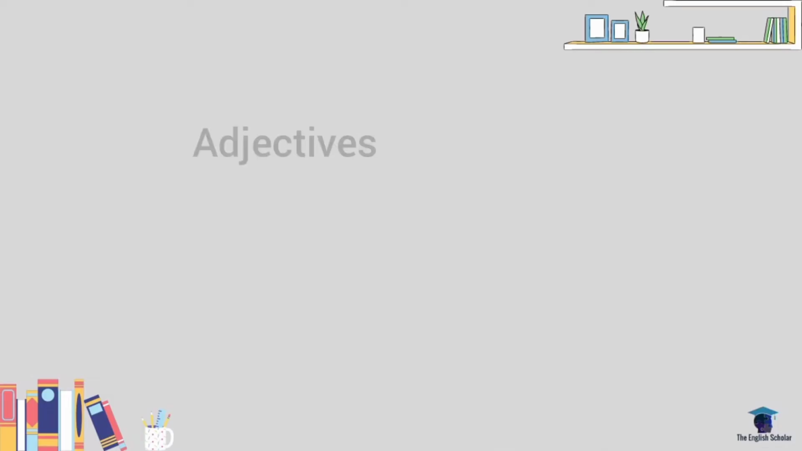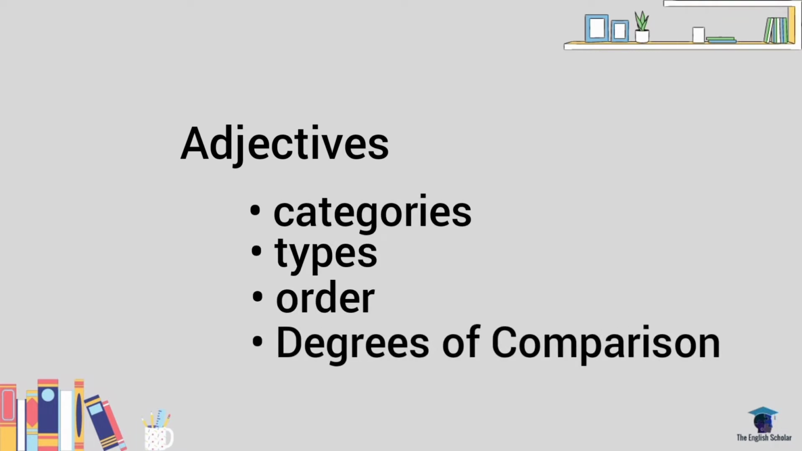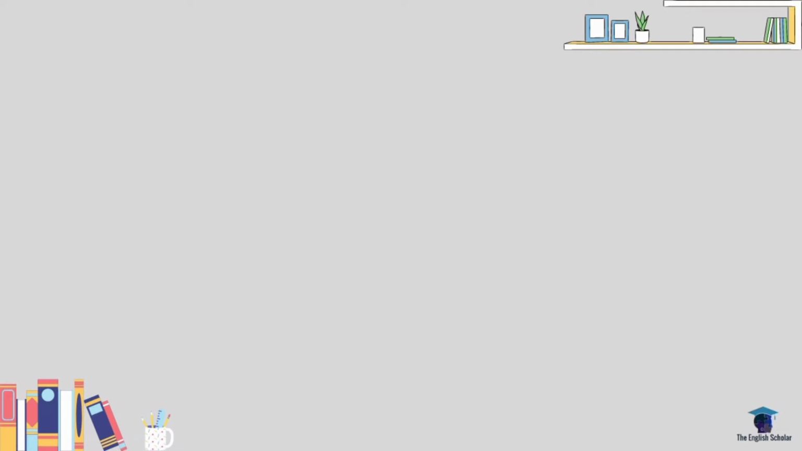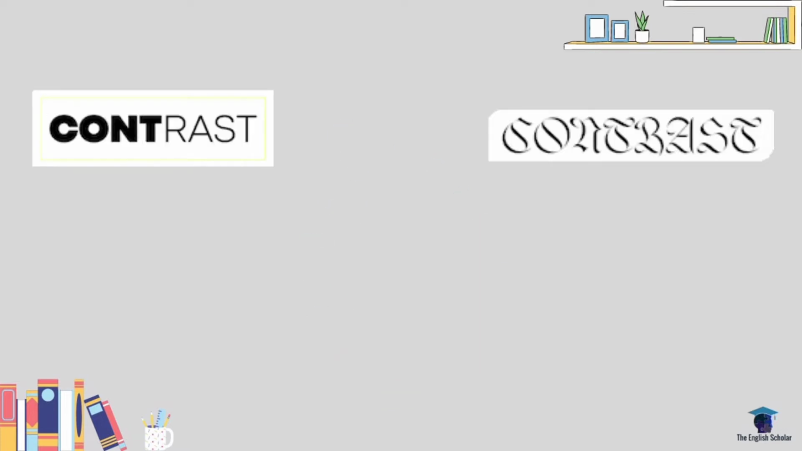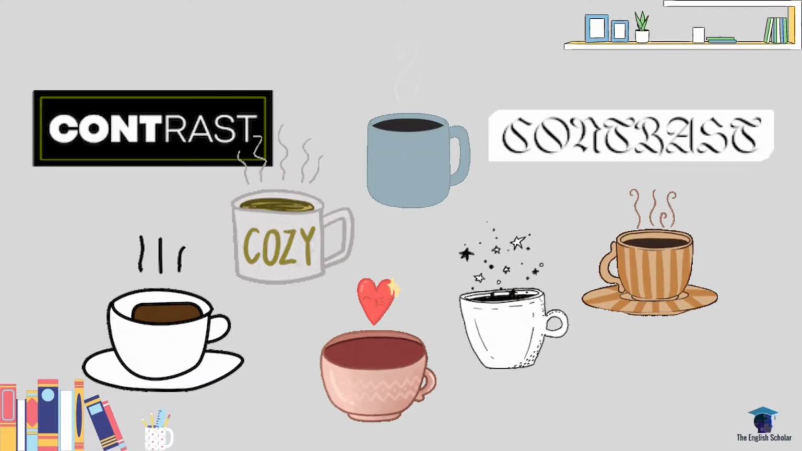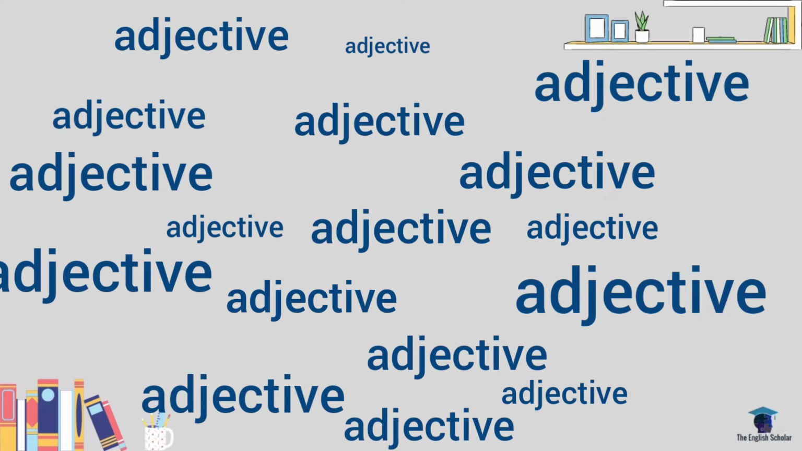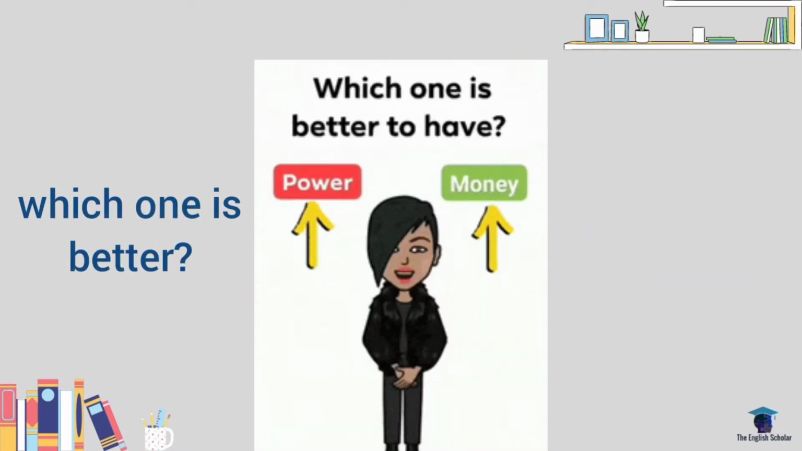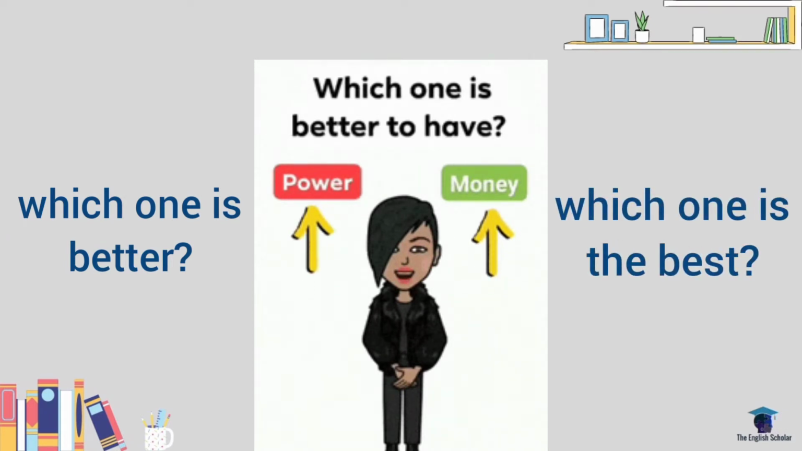Now that we already have a background of adjectives, their categories, types, and order, it is time for us to discuss the degrees of comparison. Life is full of contrasts and comparisons. Whenever we see something, the back of our mind starts to compare that thing to other things. With that being the case, we require a great number of adjectives, and we need an indication that this thing is better than the other, or best among the others.